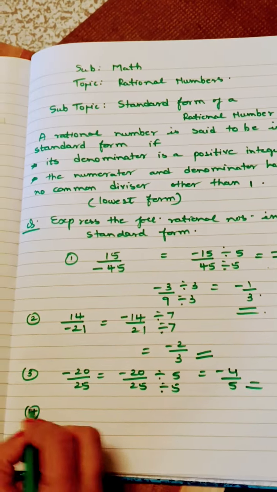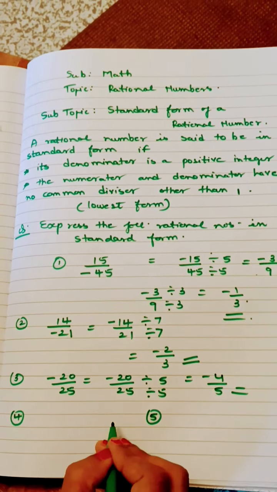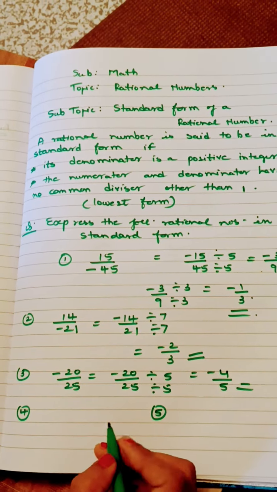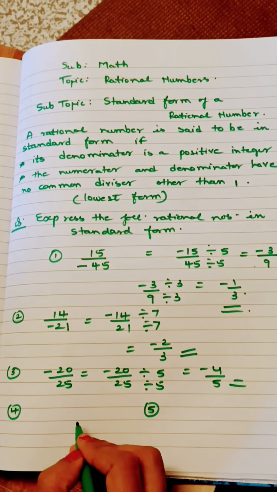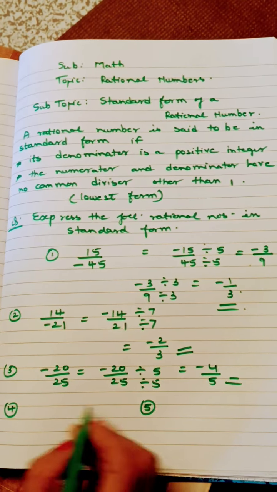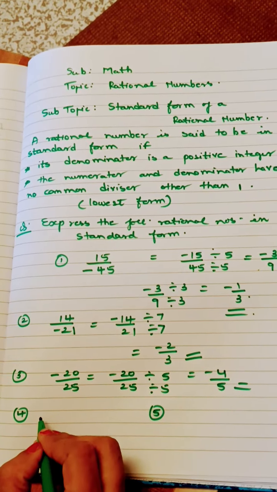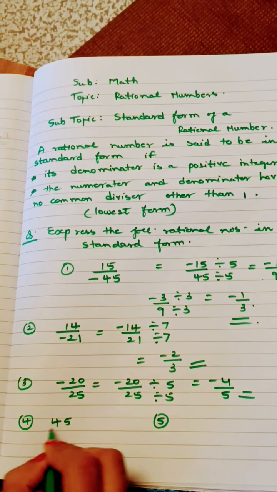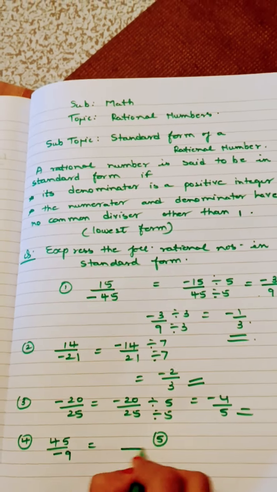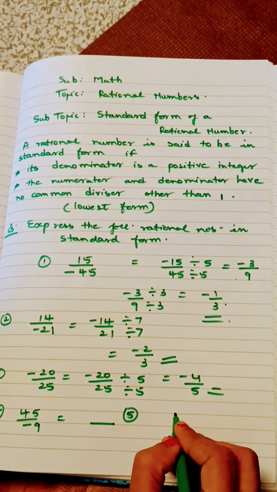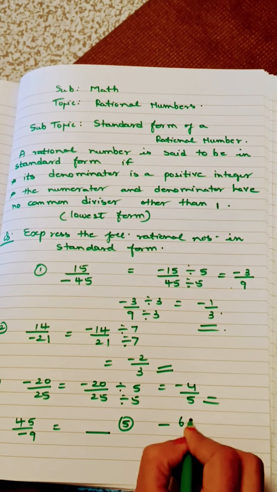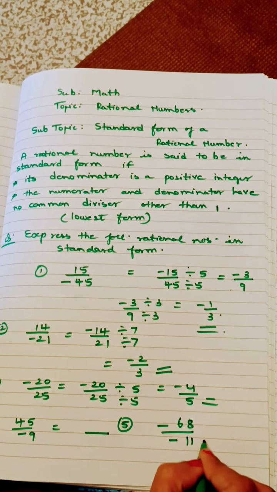So I'll give you the fourth question and fifth question. Try to solve them on your own and please let me know the correct answer in the comment box. The next one is 45 by minus 9. What is the answer? And the last question is minus 68 by minus 119.